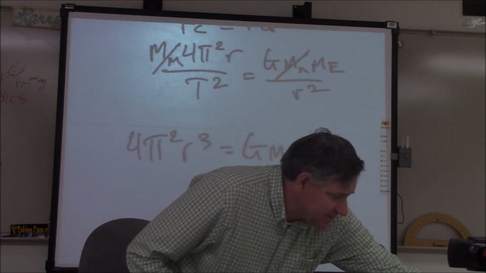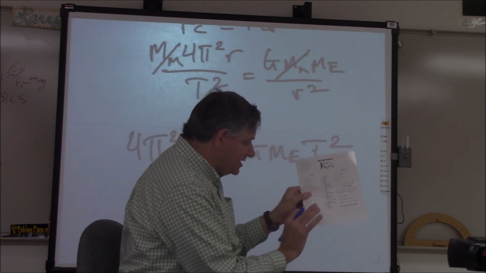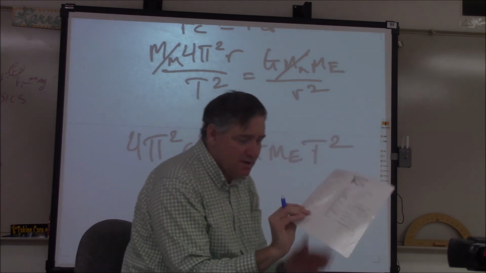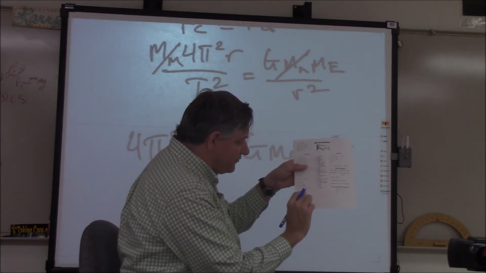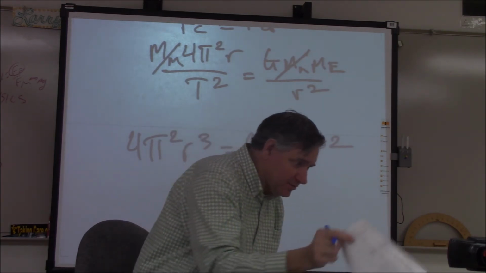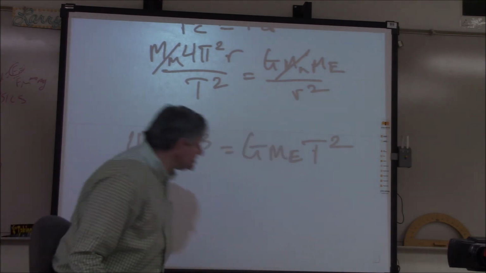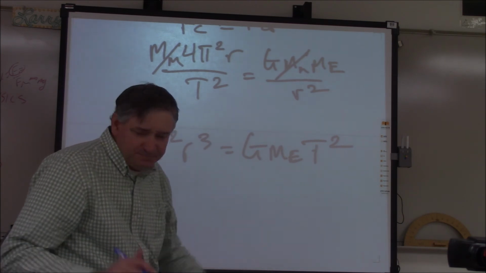So that's this equation down here. This is this last equation. Down here you have big G m t squared over 4 pi squared equals r cubed. So this is the last of the planetary equations. And again, this is like the poster child of the MKS system.